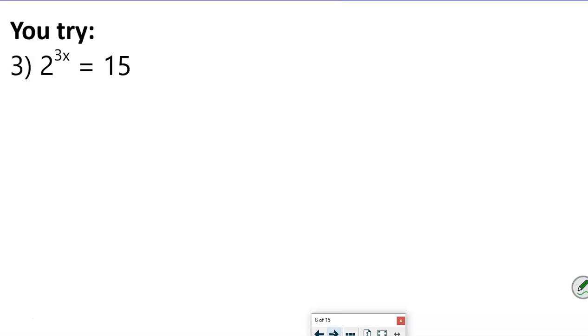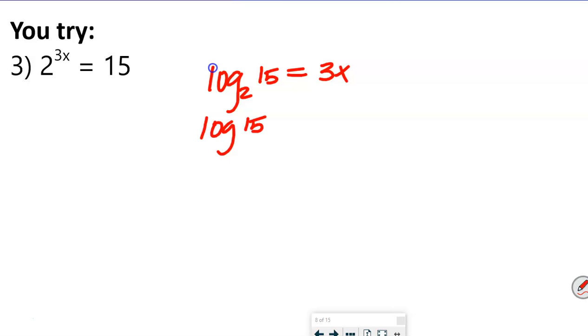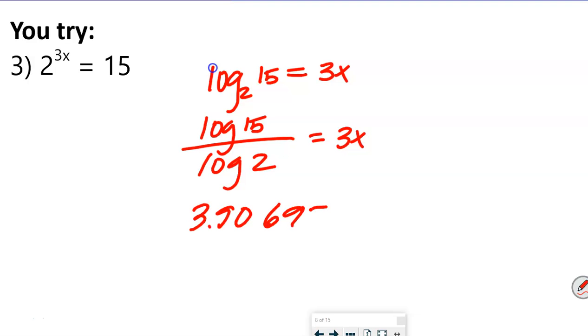Here again, this one, we're going to have to use our log. So we're going to say log base 2 of 15 is equal to 3x. So we're going to do the log of 15 divided by the log of 2. That equals our 3x again. Divide log 15 by log of 2, and when you do that, you should have got 3.9069, and that equals 3x.